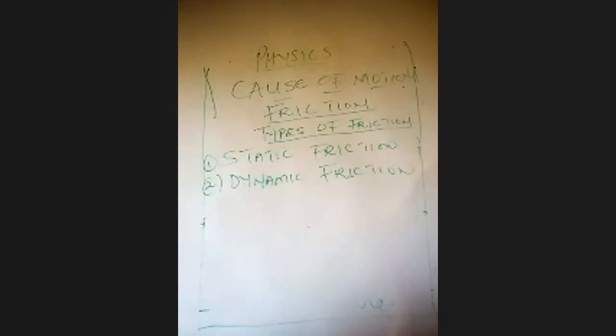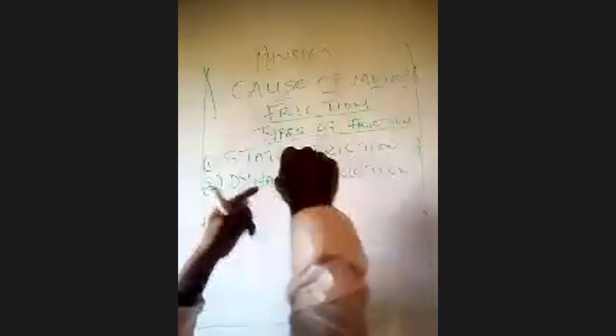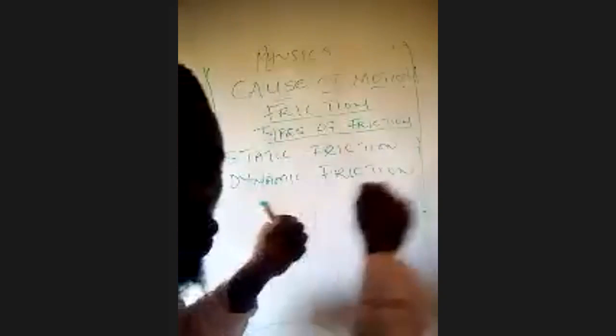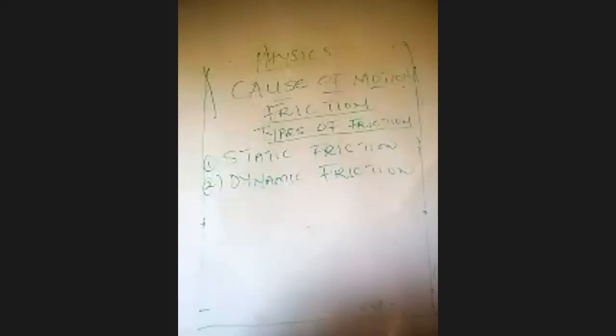Now, when we talk about static friction, static friction is the maximum force that must be overcome before a body can just start to move over another. So before a body can start to move over another, that is what we refer to as static friction. Let me explain again: static friction is the maximum force that must be overcome before a body can just start to move over another.